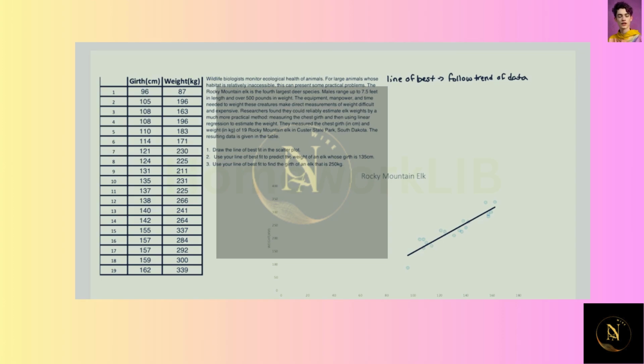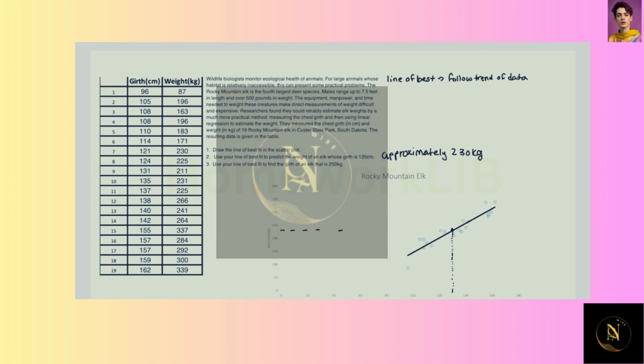So from here, 2, 4, 6, 8, 10. Right up here in the middle, if I use my line of best fit, it would be approximately right here. If I follow this line here, just to make sure that I get an accurate reading, that's 10, 20, 30. So I'm going to say approximately 230 kilograms is the weight of the elk.